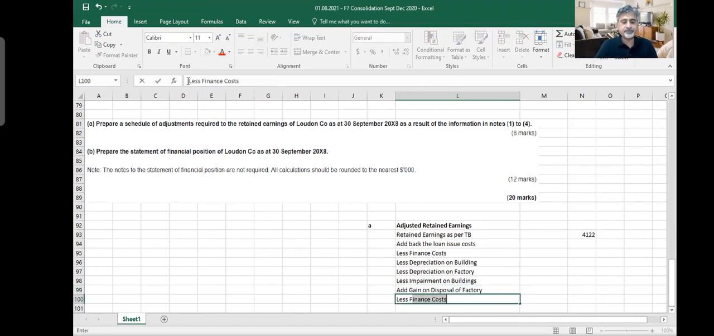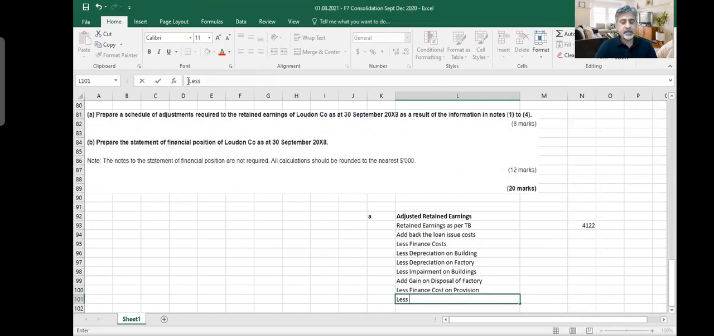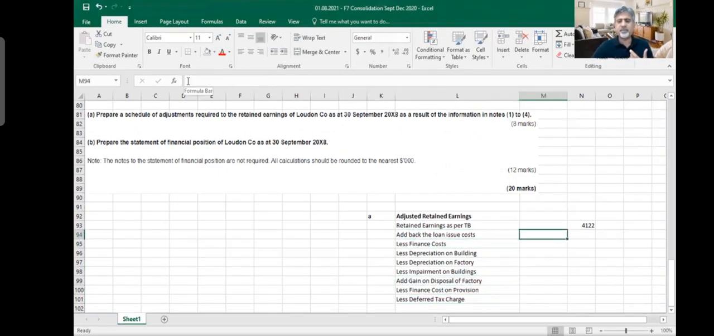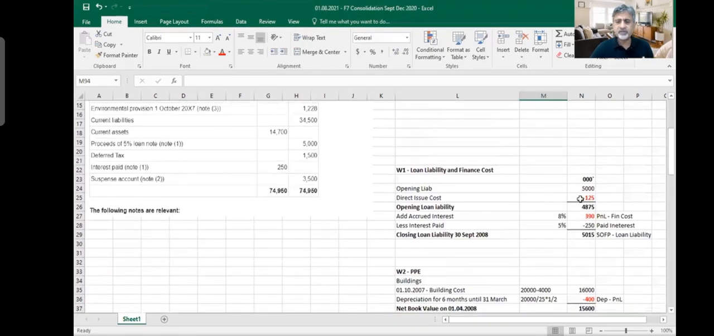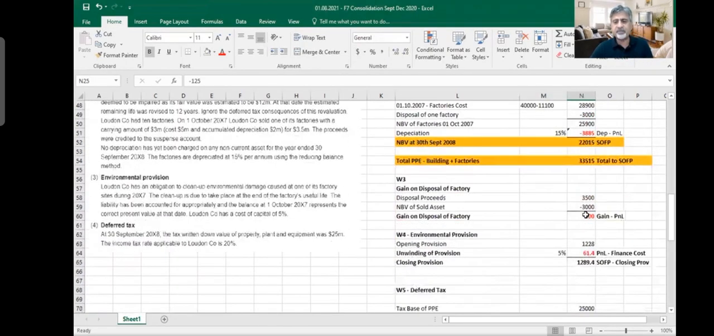Then less finance cost on provision, so the unwinding of provision, the interest cost, we should do it. And then less deferred tax charge. So these were the things. Now these numbers: I remember that loan issue cost was 125,000. This was minus, I will add it back, 125. It is going to increase my retained earnings.